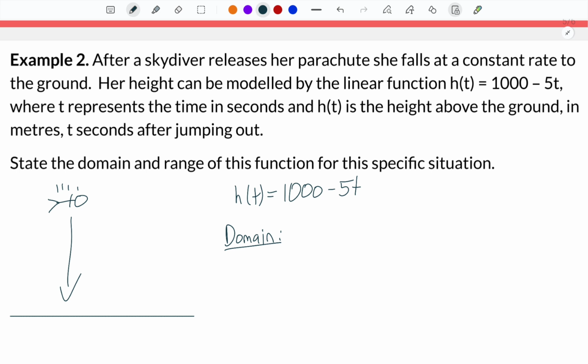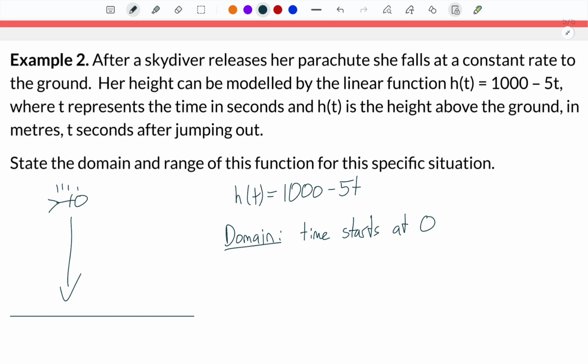So you could get an answer, but what actually makes sense in this situation? For the domain, we need to keep in mind we're looking at time. And for time, it starts at 0. You're not going back. She wasn't falling before she jumped out. She only starts falling after this particular situation starts, where the function only applies at the time 0. So that's going to be our smallest value. That's going to be the start of our domain.